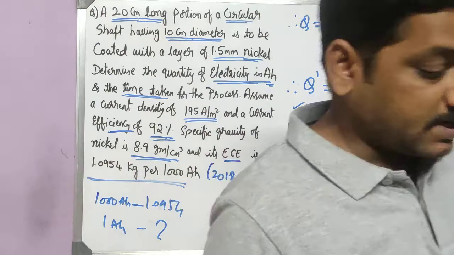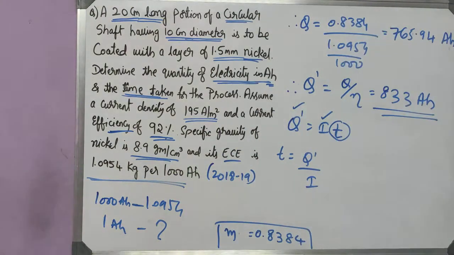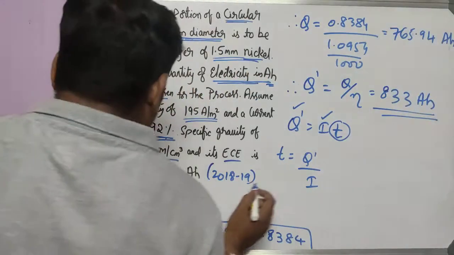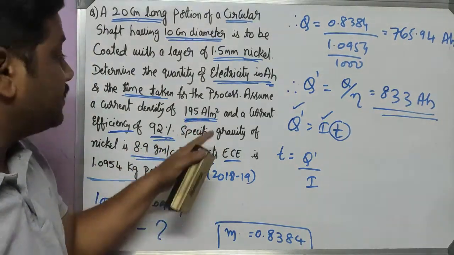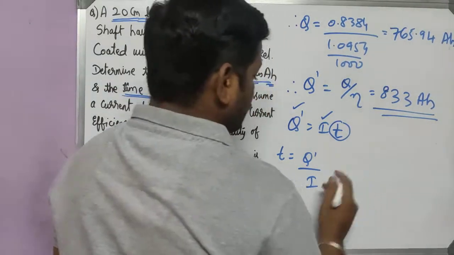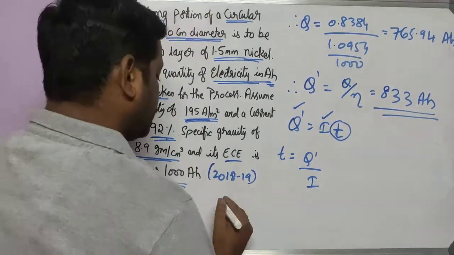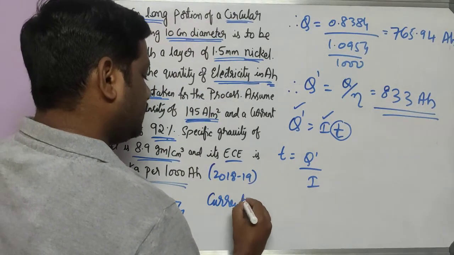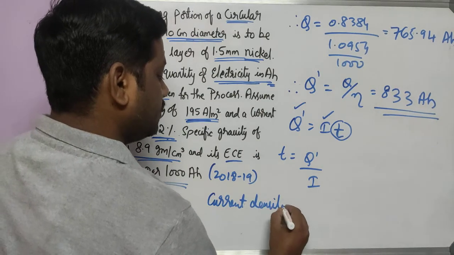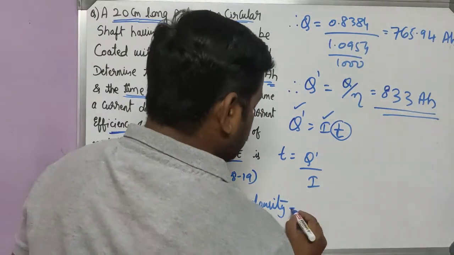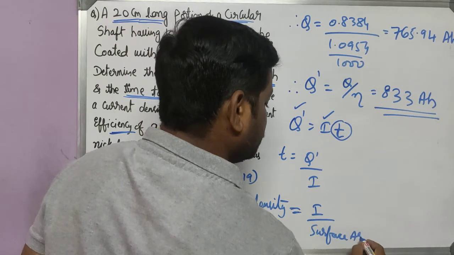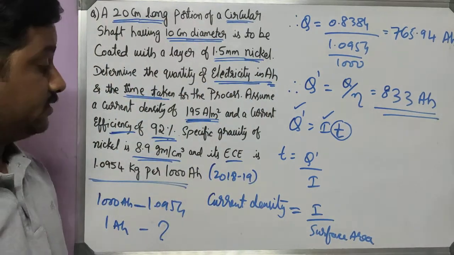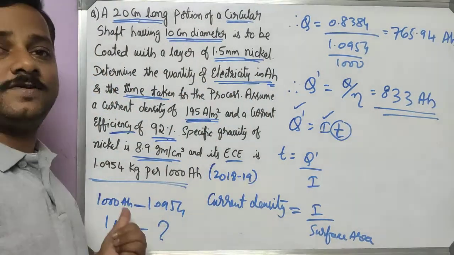So how to identify the current? In this question current information is not provided. So in order to get that, we can make use of this information, the current density. Current density is nothing but the ampere per meter square. So I'll write it here: current density is I by surface area. So I can be given as current density into surface area.